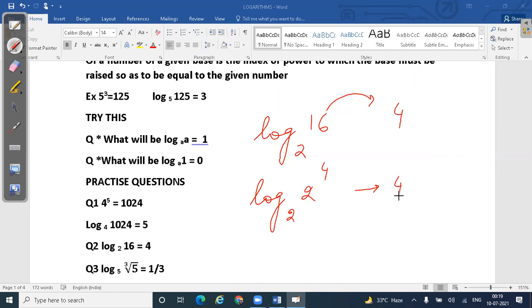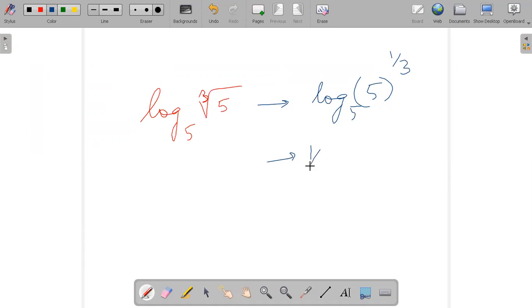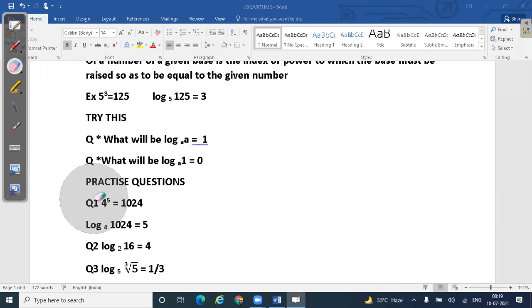If I ask you log of the cube root of 5 to the base 5, it is the same as log of 5 raised to the power 1 by 3. So my answer is 1 by 3. Quite easy, simple, right? So these are the basic rules that we are using, although I have left out one more rule, which I will be picking up shortly.